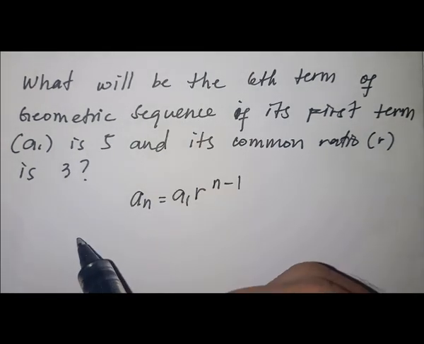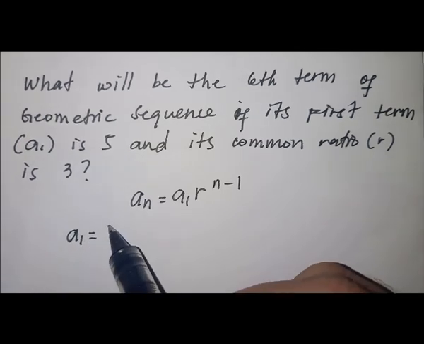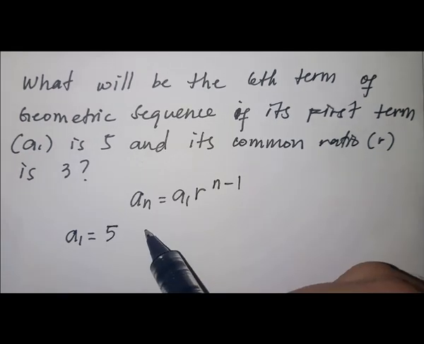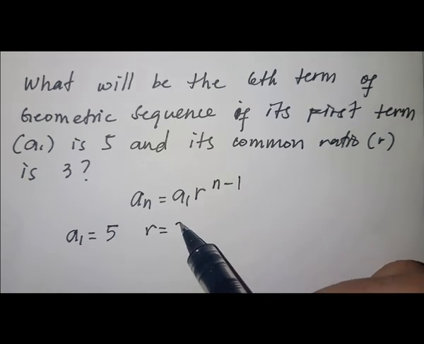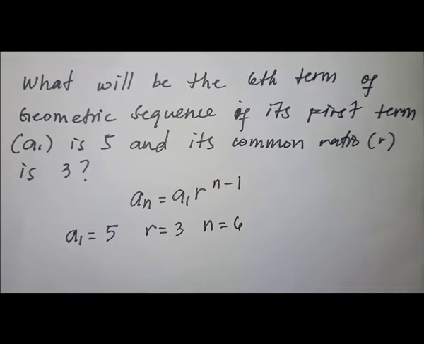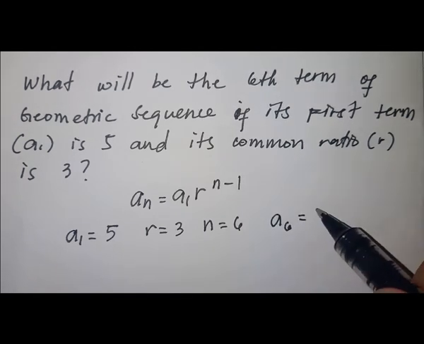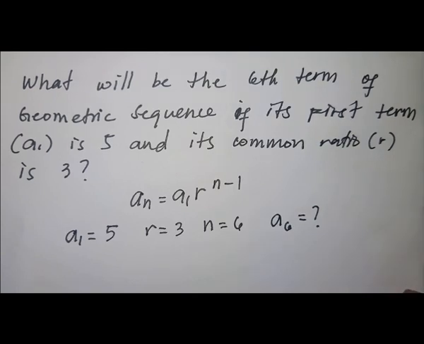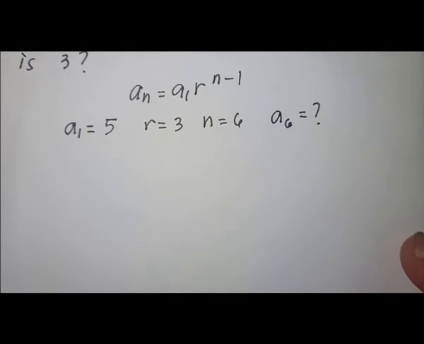So, ano na ba yung mga given na meron tayo? So, from this problem, meron tayong value ng a sub 1. So, yung a sub 1 daw natin ay positive 5. Yung common ratio naman natin ay positive 3. At yung number of terms na meron tayo ay yung 6. Ang kailangan nating malaman dito, what will be the value of the 6th term or a sub 6 ng geometric sequence. Okay? So, let us try now to substitute the corresponding given dun sa formula na meron tayo.